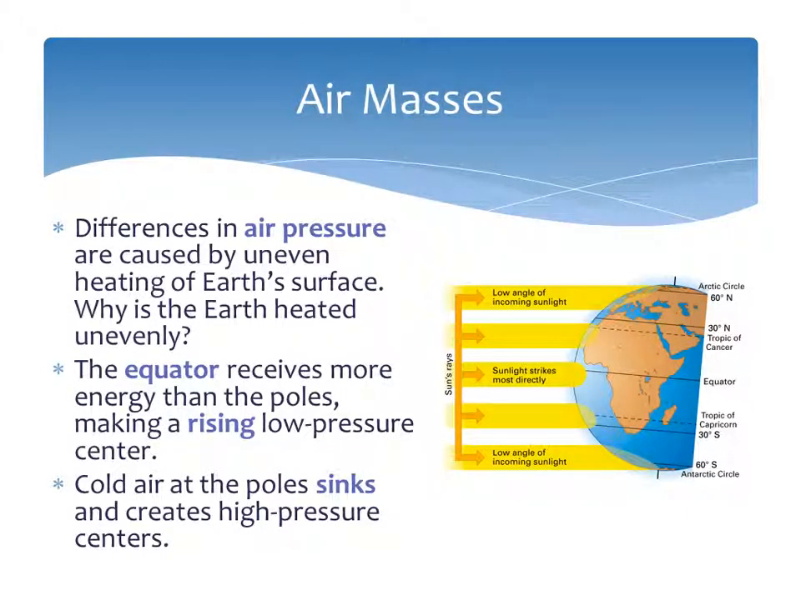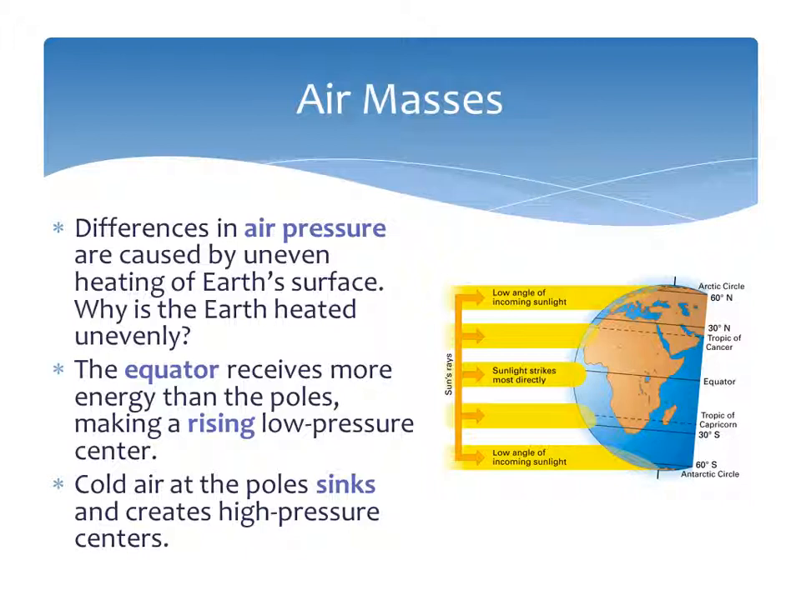So differences in air pressure are caused because the Earth's surface is heated unevenly. And the question here is posed, why is Earth heated unevenly? And I've included this picture on the right just to remind us of what we've talked about in class, and how I've shown a flashlight on the side of a sphere to show how the light is distributed differently based on the fact that the sphere has a curved surface instead of a flat surface. So the same reason applies to the Earth.